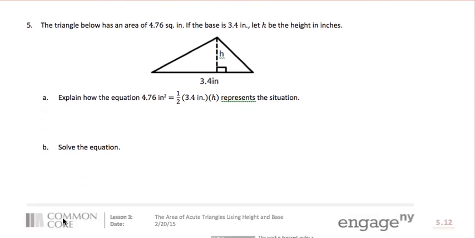Number 5. The triangle below has an area of 4 and 7/600 square inches. If the base is 3 and 4/10 inches, let h be the height in inches. And so in part A, they ask us to explain how the equation 4 and 7/600 square inches equals 1/2 times 3 and 4/10 inches times h represents the situation.